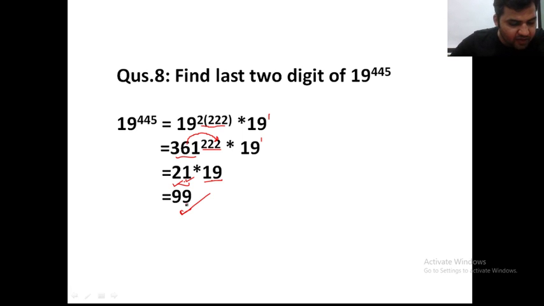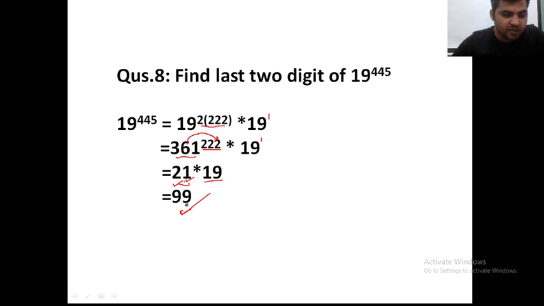So whosoever has given the answer earlier as 59, random movement, have you got it right now? Is there any doubt? So 99 is the right answer of this question.